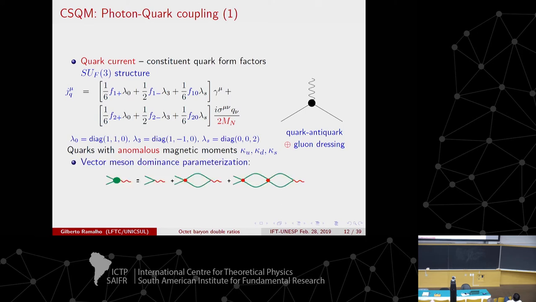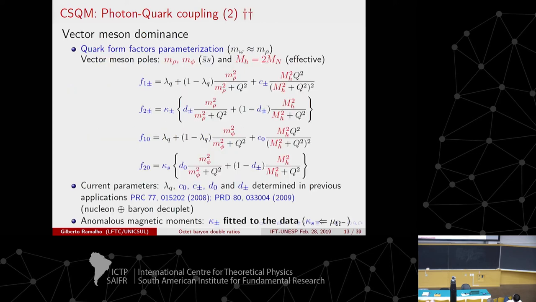To parameterize these functions, we consider a vector meson dominance parameterization. So it's like this vertex here. We have a photon that is converting to a quark-antiquark pair, but they can interact one time, two times, and so on. It's like a long tower. And the simple way to parameterize this is a vector meson dominance parameterization. We take the approximation that the mass of the rho is equal to the mass of the omega. For the u and d, we consider a pole with the mass of the rho, and we consider an effective vector meson with a mass twice the mass of the nucleon to parameterize the short-range structure. For the strange quark, we use a pole with the mass of the phi.